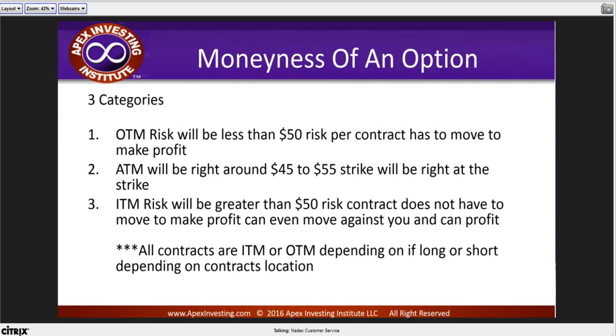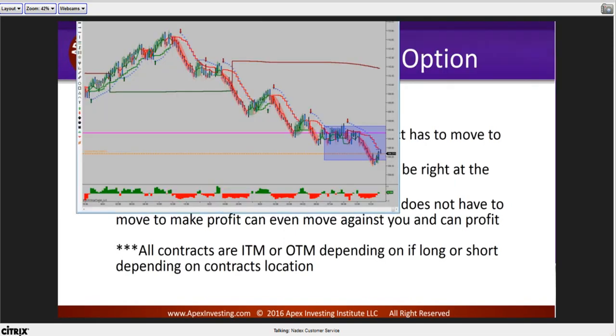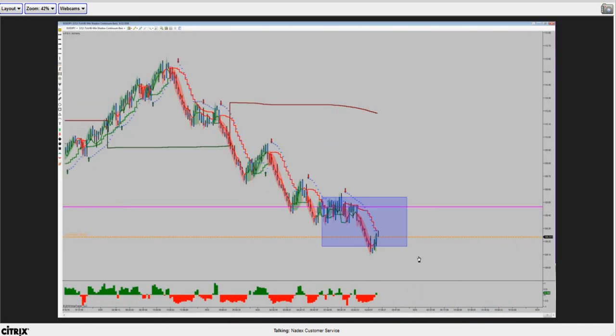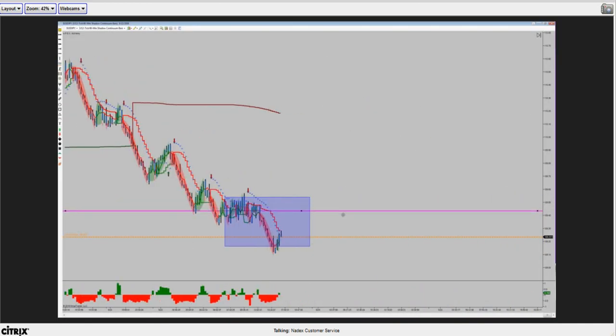There's out of the money, okay? So first of all, out of the money contracts are always going to have a risk of less than $50, okay? And out of the money is really simple. All it means is that the price has to move for you to make money. Okay, so if we look over here, this is US yen. It could be gold. It could be the S&P 500. It could be oil, whatever suits you.